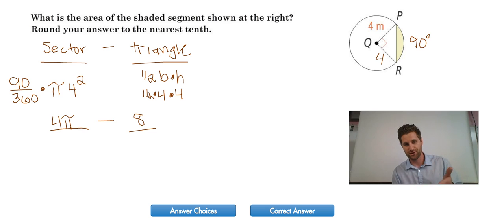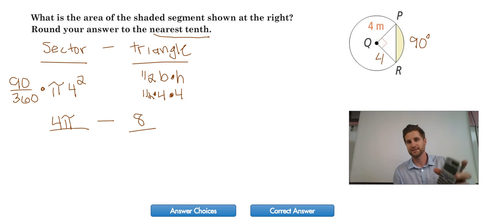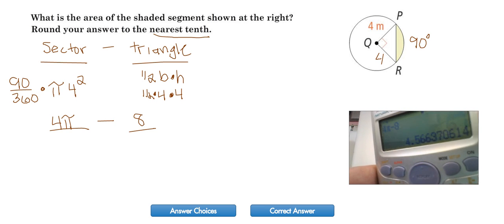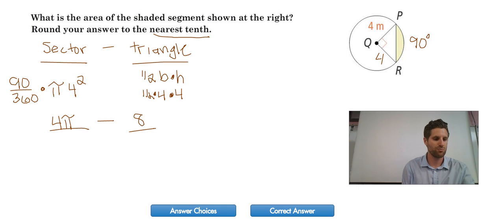So this is going to give us our area, and it says round to the nearest tenth, so I'm just going to plug this in my calculator, 4 pi minus 8, and calculate that. So there's 4 pi minus 8, and we get 4.56. And nearest tenth would be 4.6. And we want to use units, meters, and since it's area, it is squared units.